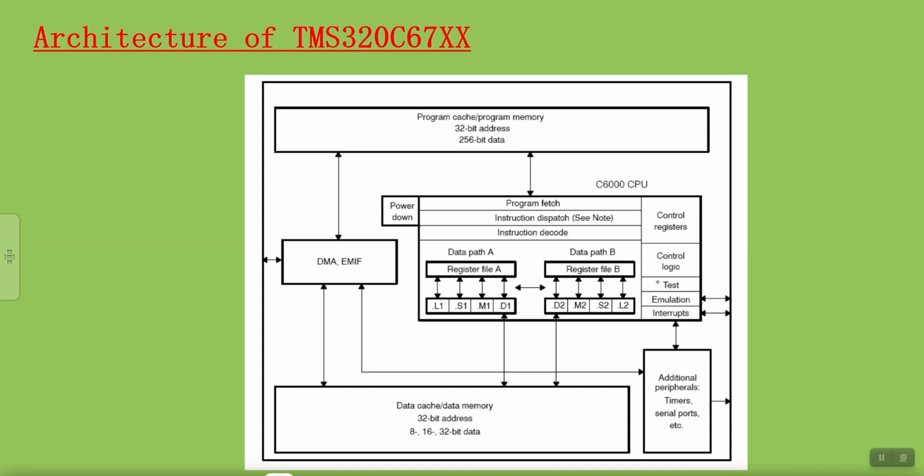For controlling the CPU, we have control registers, control logic, testing, emulation, and interrupts. So the control registers include the flag register, sign bit register, like that.